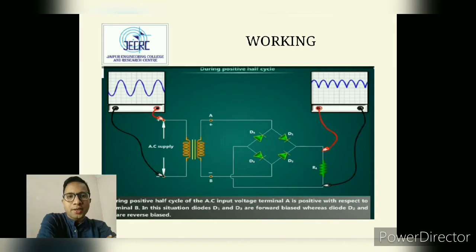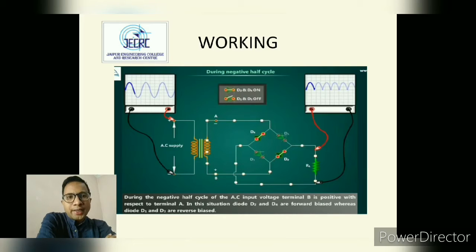Working of a bridge rectifier. During the positive half cycle of the AC input voltage, terminal A is positive with respect to terminal B. In this situation, diodes D1 and D3 are forward biased whereas diodes D2 and D4 are reverse biased. During the negative half cycle of the AC input voltage, terminal B is positive with respect to terminal A. In this situation, diodes D2 and D4 are forward biased while diodes D1 and D3 are reverse biased.